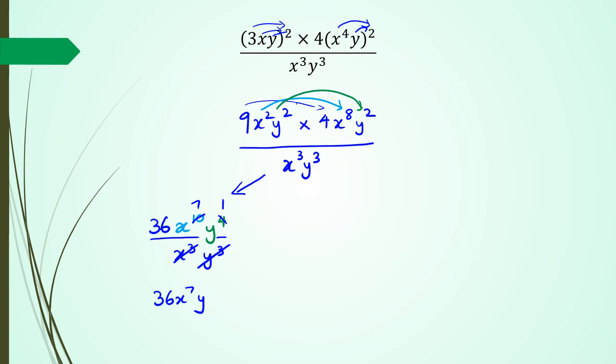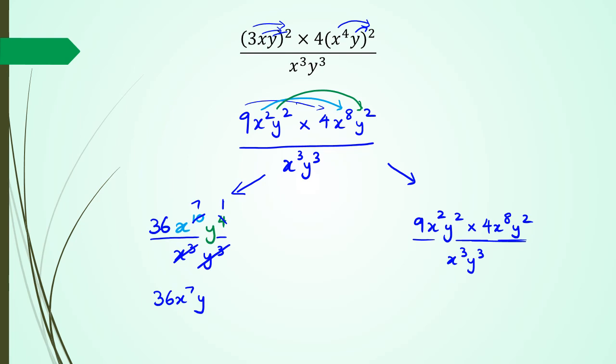Now, I was talking to you about doing this the other method, which is directly starting to work with the numerator and the denominator. So I'm just going to write the equation down first. So we've got 9x squared times y squared times 4x to the power of 8, y squared, and that whole thing divided by x to the power of 3 and y to the power of 3.